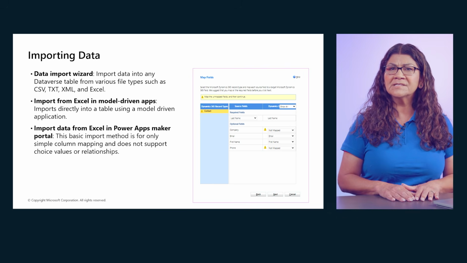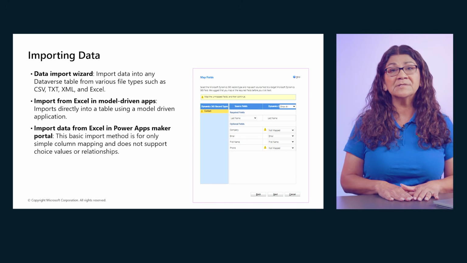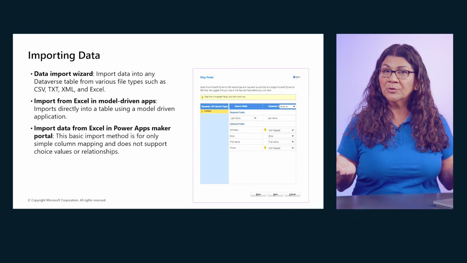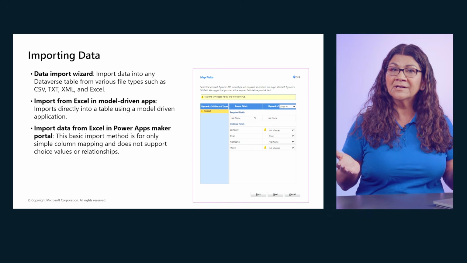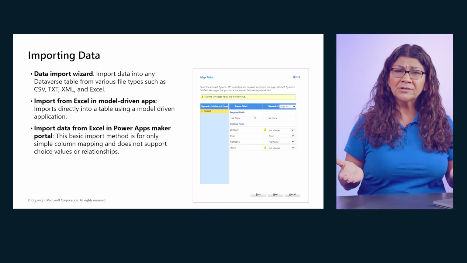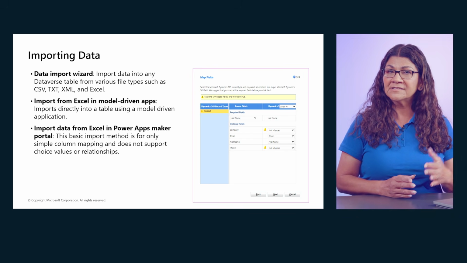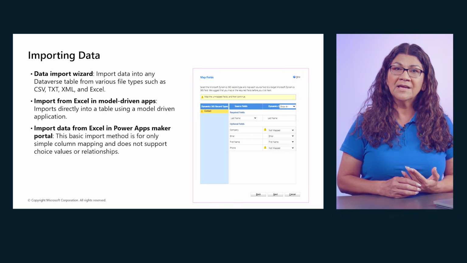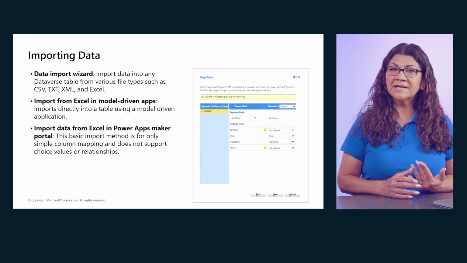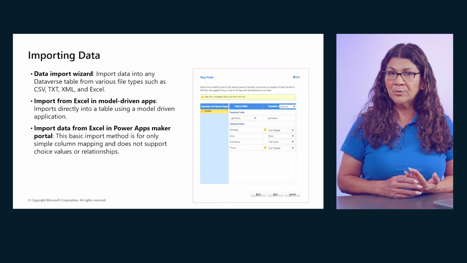For example, a business migrating from a legacy CRM system could use the Data Import Wizard to import customer, contact, and order data in one operation. However, it lacks advanced transformation capabilities and may not be suitable for large-scale or performance-sensitive imports.